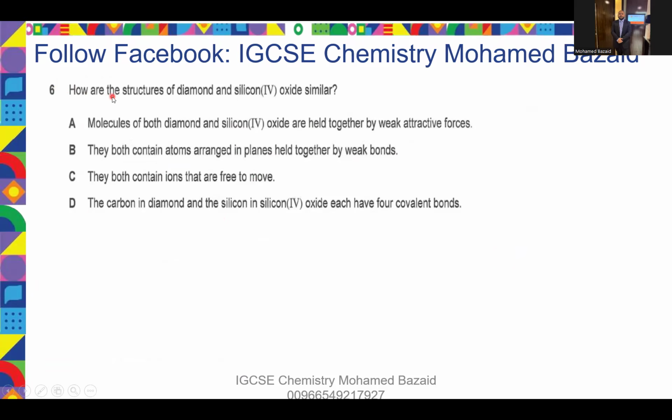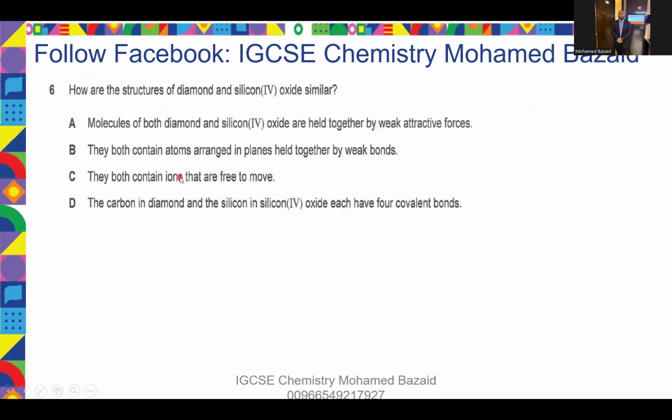Question number 6, how are the structure of diamond and silicon oxide similar? Diamond and silicon oxide have a giant covalent structure, with strong covalent bonds. Letter A says molecules of both are held together by weak attractive forces. This is not correct, it is strong. They both contain atoms arranged in planes held together by weak bonds. This is not correct. They both contain ions that are free to move. No, this is not correct because these are giant covalent structures.